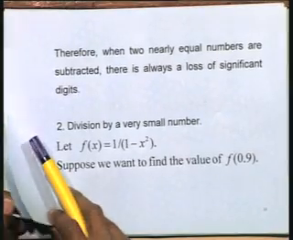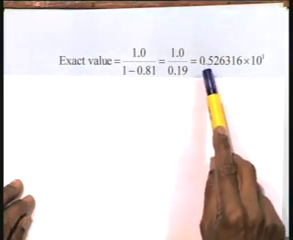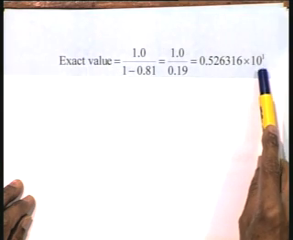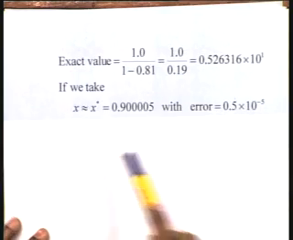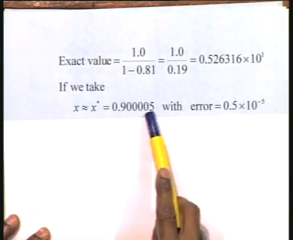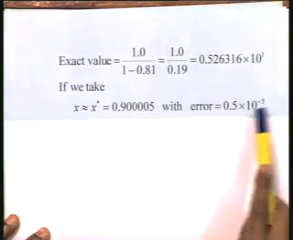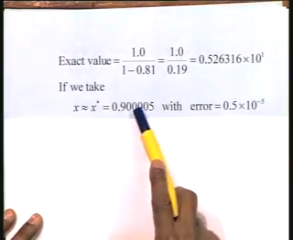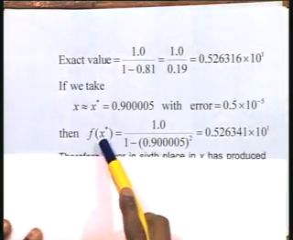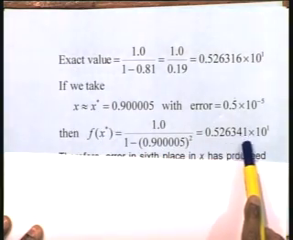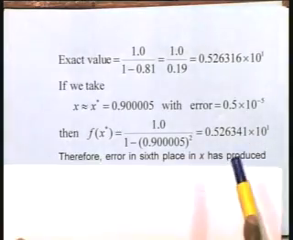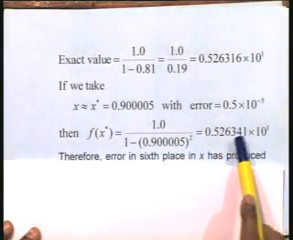So I would first find its exact value. The exact value will be simply 1 upon 1 minus x square, so I compute this and write it as my exact value. Now let us commit an error in x. That means let us take x equal to x star as 0.9005, and the error is 0.5 times 10 to the power minus 5. If I now substitute this and evaluate it, f of x star, 1 upon 1 minus x square, comes to 526341 times 10 to the power of 1.